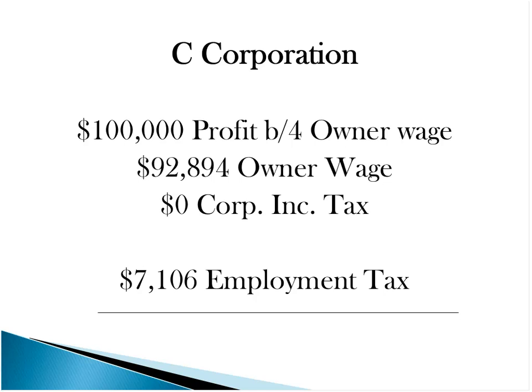So let's go through an example where the owner pays a salary to himself. Again, we're assuming $100,000 of profit before the owner pays a wage. Now, there's employment taxes that the C corporation is going to have to pay on this salary. So it can't pay a wage of $100,000. It's got to pay a wage of just under $93,000 so that it has money left over to pay the employment taxes. So the employment taxes in this example would be $7,106.